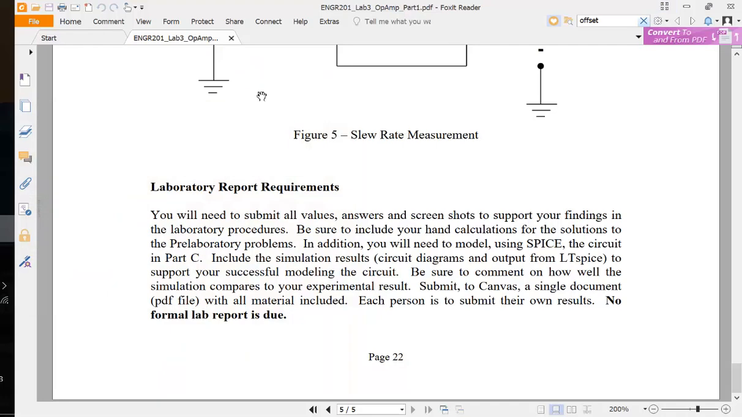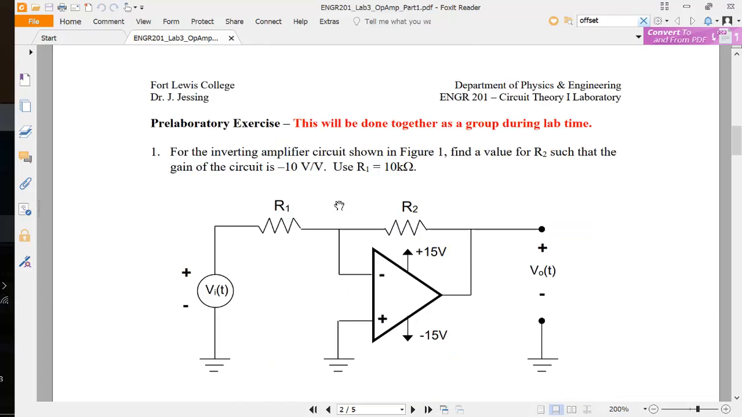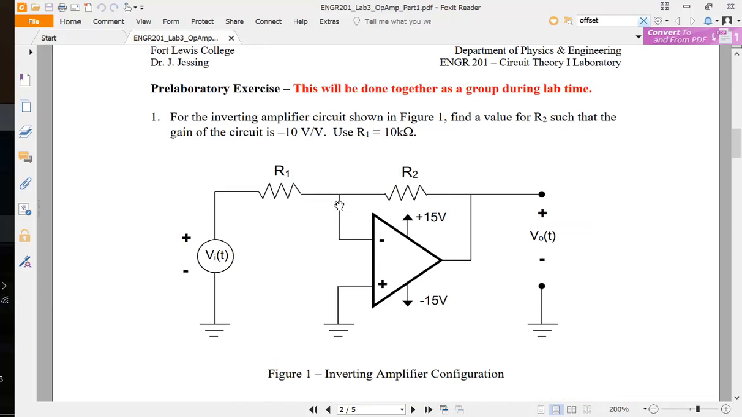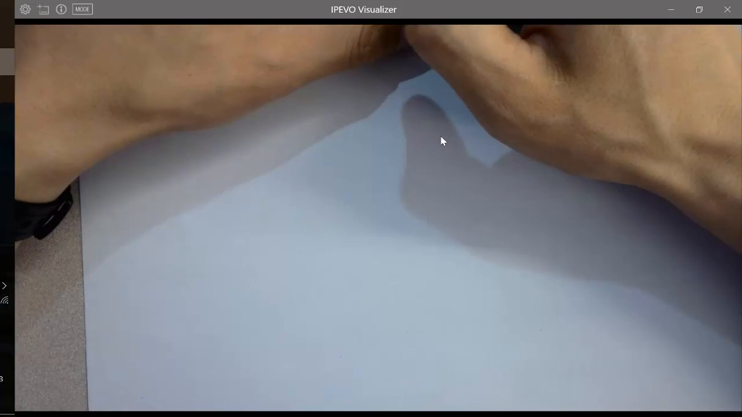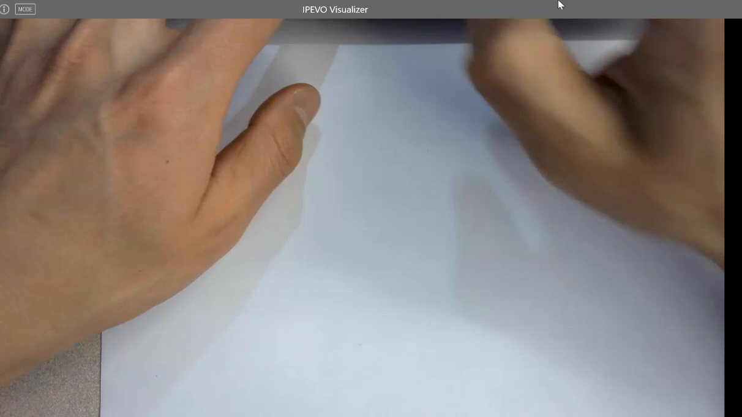Okay. So first, why do we need an op-amp or amplifier? Why do we need it? Seriously? You don't know why we need to amplify? Yeah, sorry. Okay. That's a good excuse.